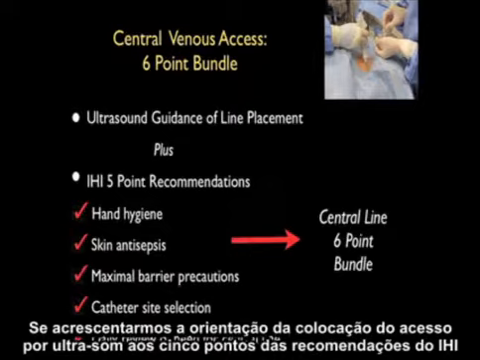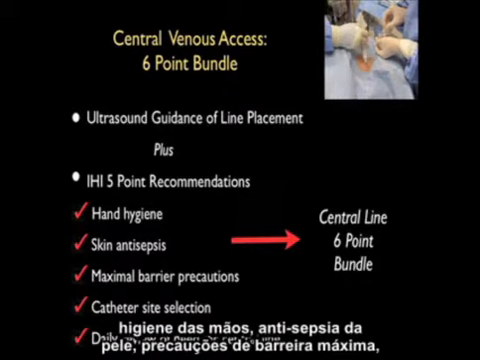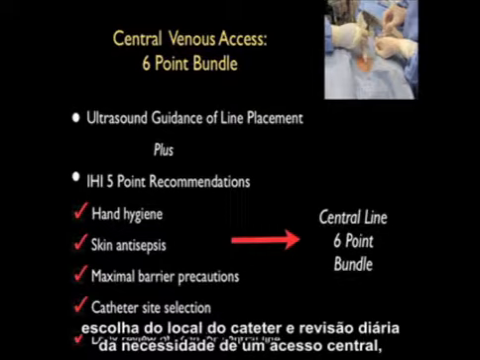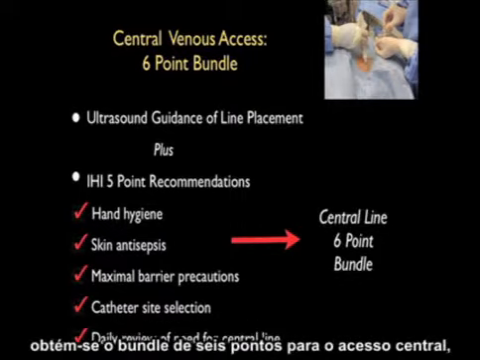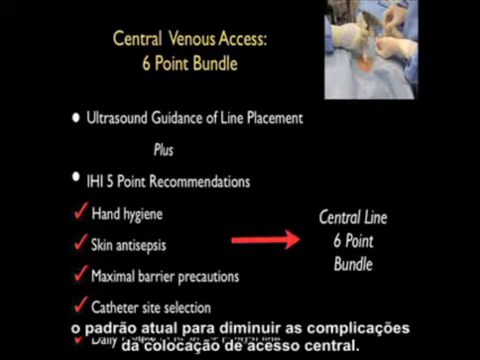If one adds ultrasound guidance of line placement to the 5-point IHI recommendations of hand hygiene, skin antisepsis, maximal barrier precautions, catheter site selection, and daily review of the need for central line, one gets to the central line 6-point bundle, the current standard for decreasing complications of central line placement.